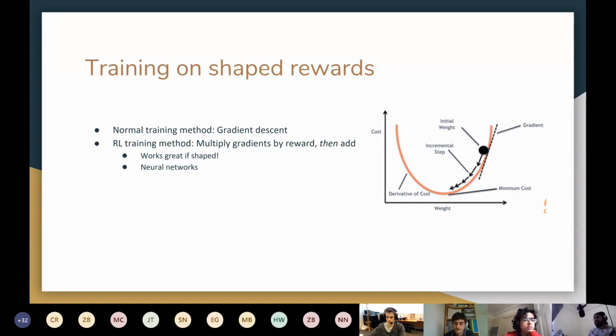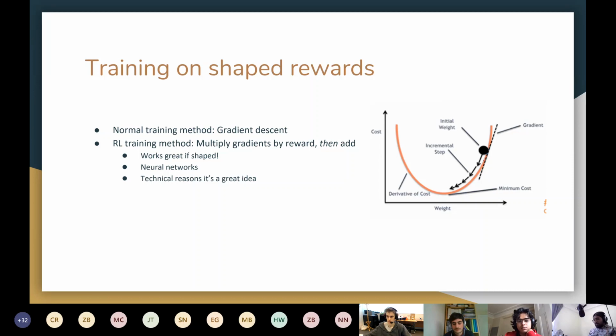But for now, the intuition is that you want to step in the direction that gets you the things that you want. If you're getting positive reward, you want to step really far in that direction. If you're getting negative reward, you want to step away from it. And this basically works. And this works really well if you have a shaped reward.